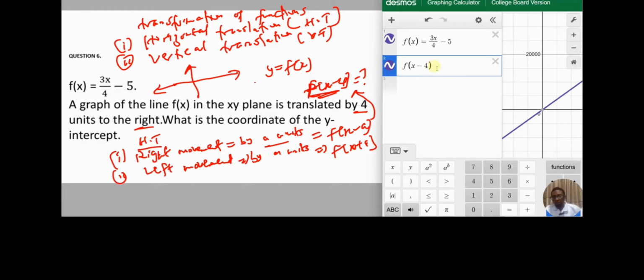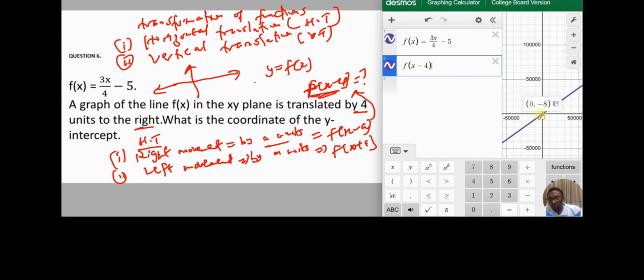That's like that. So what's my f of x minus 4? So f of x minus 4 is equal to, let's see. I'm looking for f of x minus 4, so I'm looking for the coordinate of the y-intercept. So the y-intercept is actually what? It is 0, minus 8. So when I have a graph of f of x minus 4, this is the graph.